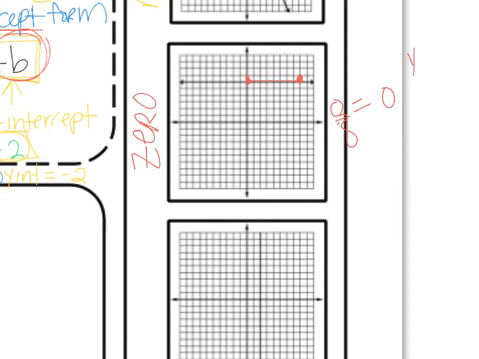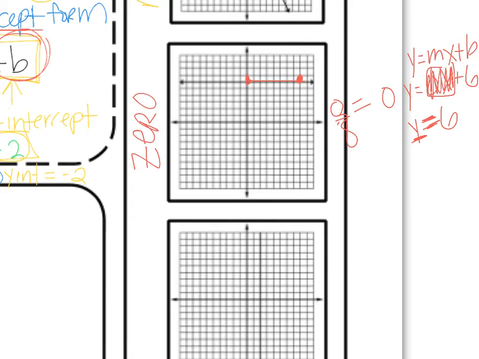Let's write this in y equals mx plus b. Well, I know that my slope is 0, so 0 times x, and my y-intercept is at 1, 2, 3, 4, 5, 6. Because this is 0, I don't need this, right? 0 times whatever is still 0. So the equation for this line is actually just y equals 6. All of my y values are 6.